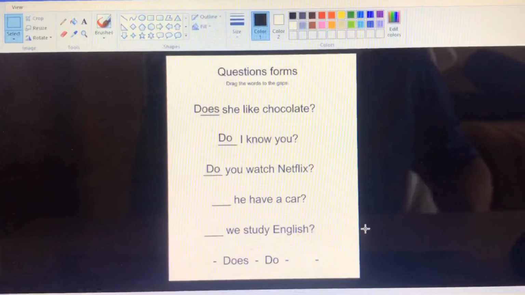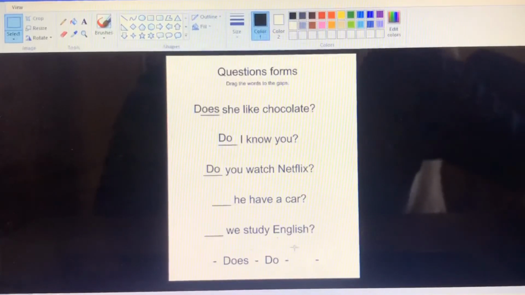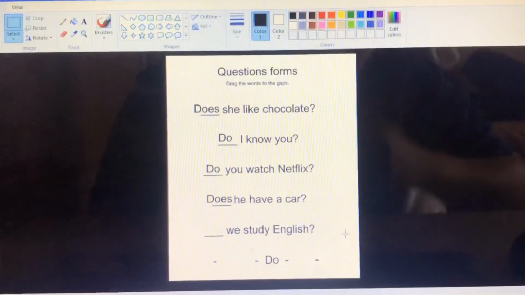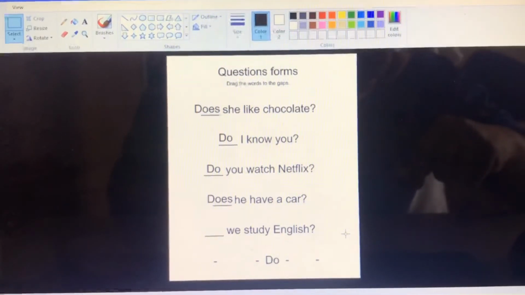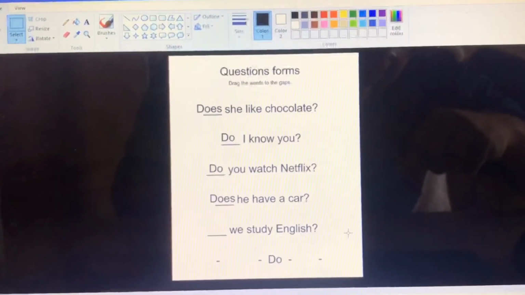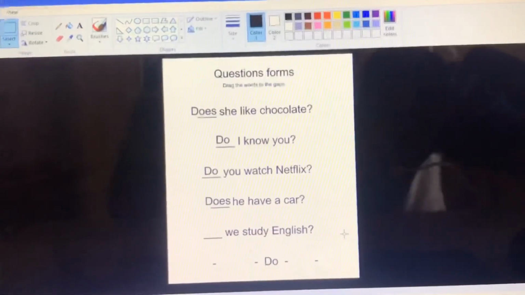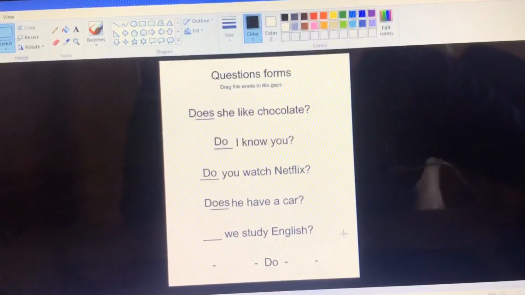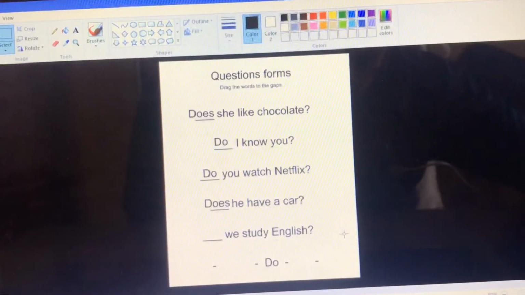Okay, guys. Do you know the answer? Excellent job! For this one, we will use does. Let's go ahead and read the sentence. Okay, guys, let's begin. Does he have a car? Excellent job! Now we got one more to go.